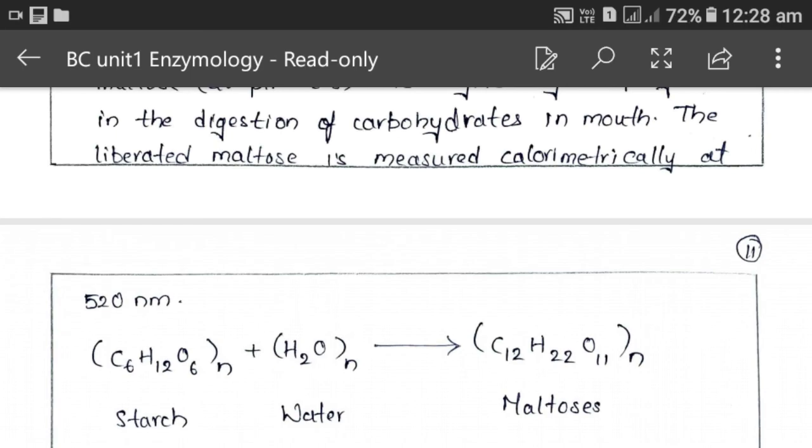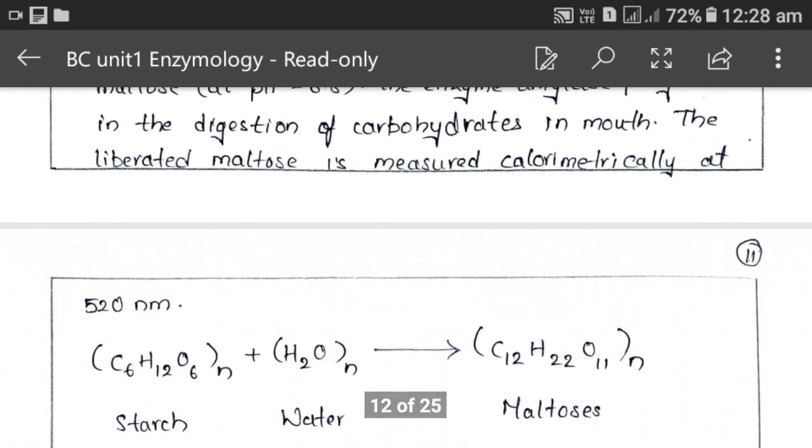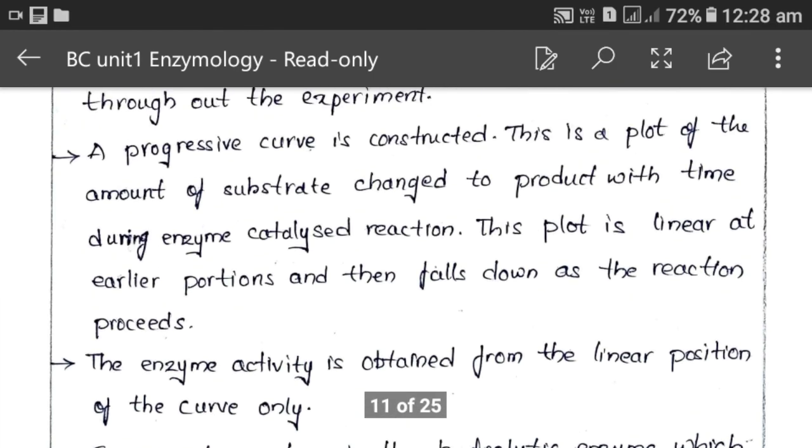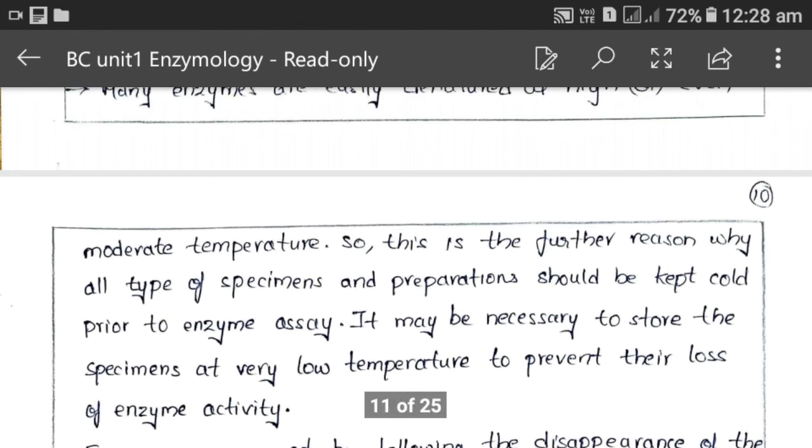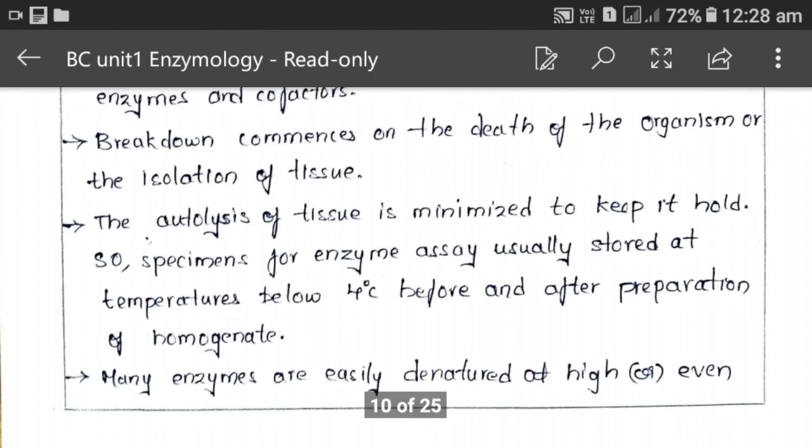Here, starch reacts with water and forms maltose, and by this we can develop different kinds of enzyme assays. We just explained amylase as one example.